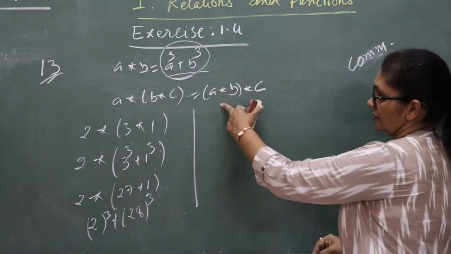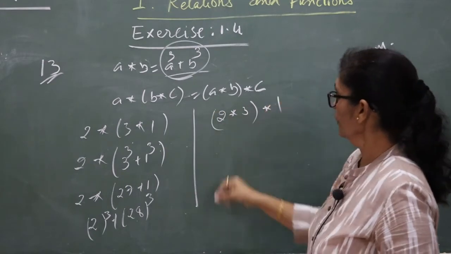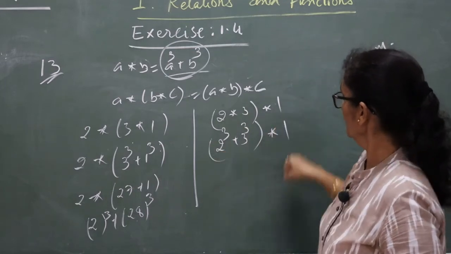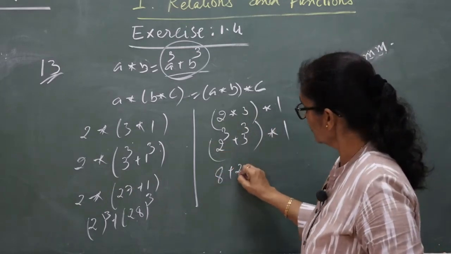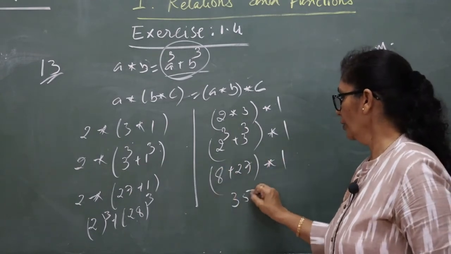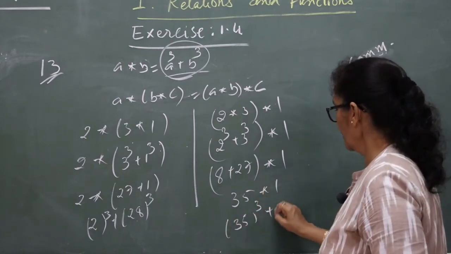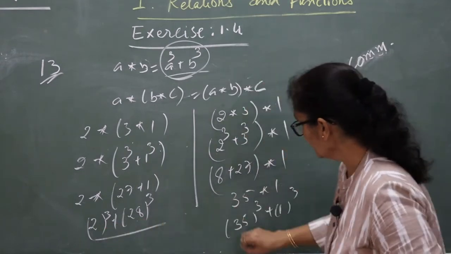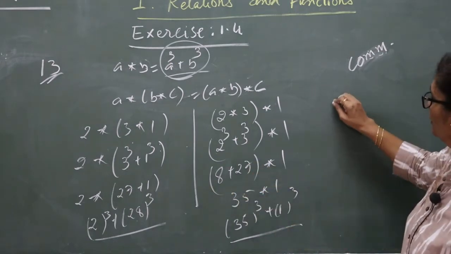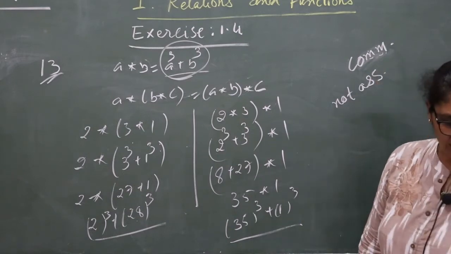Now what is this side's term? 2 and 3 with 1. Okay, 2 cube plus 3 cube, now 8 plus 27 and 1. Now 8 and 27, 35 and 1. Now when you apply this, 35 cube plus 1 cube. So when you check this, if you get the two answers the same, then it is associative. But when you check this calculation, these two answers will not be the same. So it is not associative.